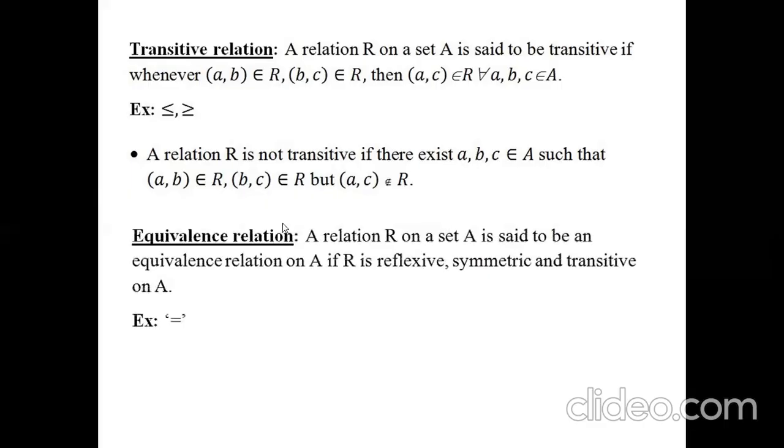Next, equivalence relation. A relation R on a set A is said to be an equivalence relation on A if it satisfies these three conditions. That is, the relation R should be reflexive, symmetric, and transitive on the set A. So if these three conditions are satisfied, that the relation R is reflexive, symmetric, and transitive on the set A, then we can conclude that the relation R is an equivalence relation. An example for that is the symbol equals.